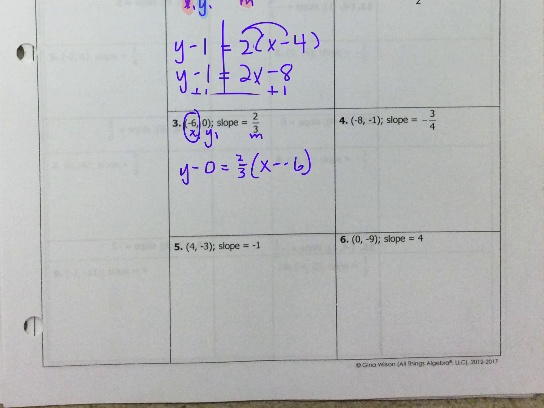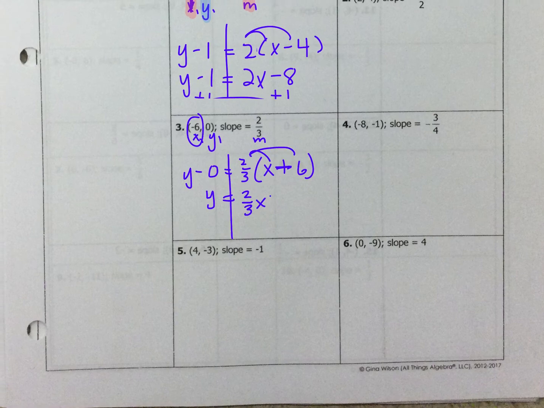When I get a negative number in this, and it says minus negative, I'm just going to take both of those and turn it into a positive. It'll be easier this way. This one's only going to have 1 step because it's 0, so I'm just going to write y equals 2/3 x. I'm distributing. Plus 4. And I'm done.